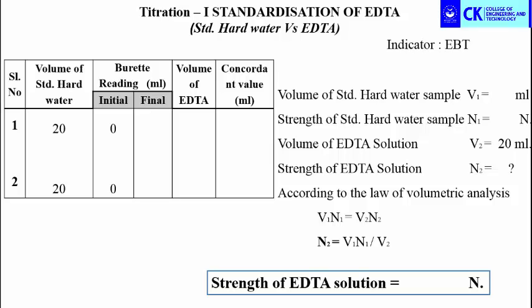We are going to see the calculation part of titration 1, titled Standardization of EDTA. In this titration 1, we are going to find out the concentration or strength of the EDTA solution. So we are going to make the titration with the standard hard water and EDTA. This is the calculation table we already saw in the chloride experiment, and this is the indicator we used.